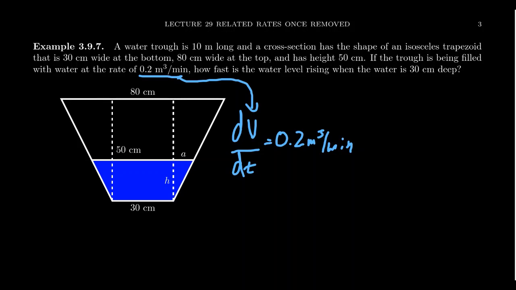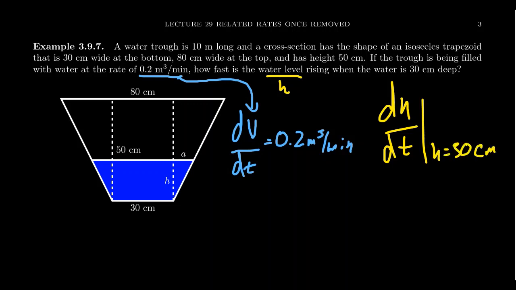The other thing we can see are words like fast and rising. These are words that describe a rate of change. The rate of change of what? Of the water level. If we call the water level H, how deep the water is at any given time, then we are trying to figure out the change of height with respect to time at the moment that the height is equal to 30 centimeters.